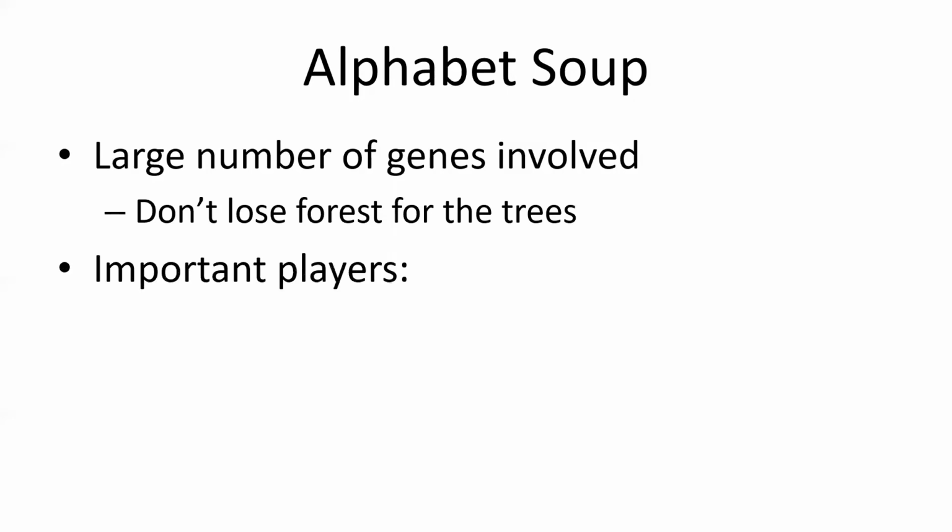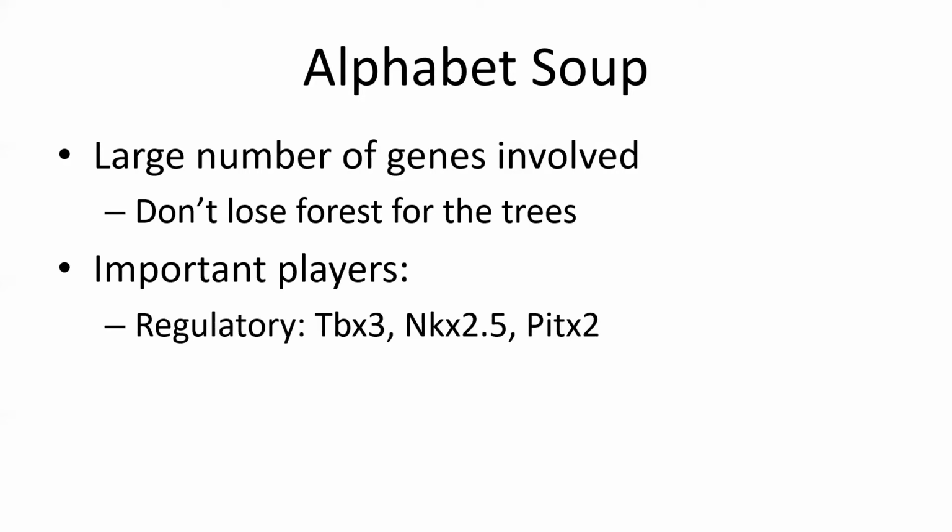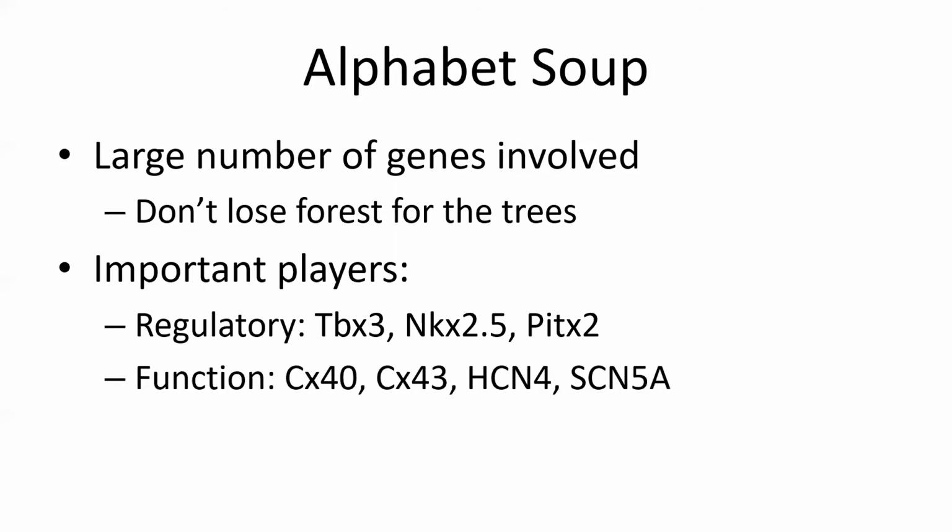And what I'm going to present here is that some of the important players for regulation are TBOX3, NKX2.5, and PITX2. And the important functions are these four listed here that are actually controlled by TBOX3. The really fast conducting connexins 40 and 43, HCN4 that gives you the funny current in the sinus node, and the SCN5A that's kind of the hallmark of the sharp upstroke of the depolarization of the ventricular myocytes.